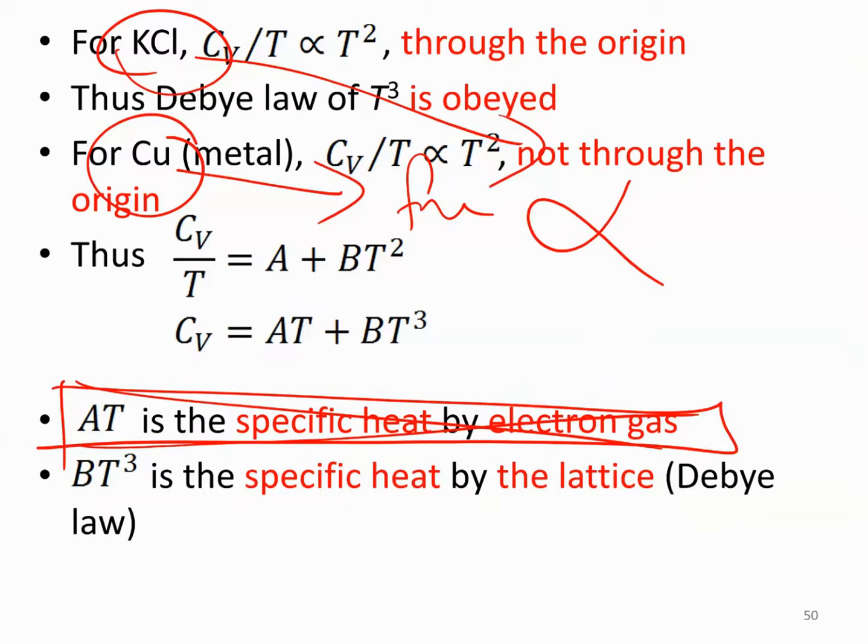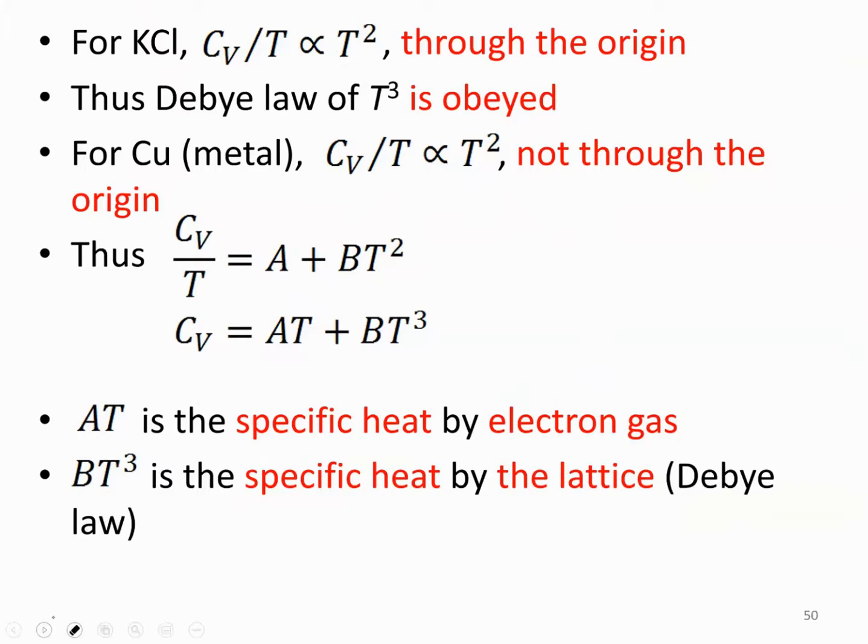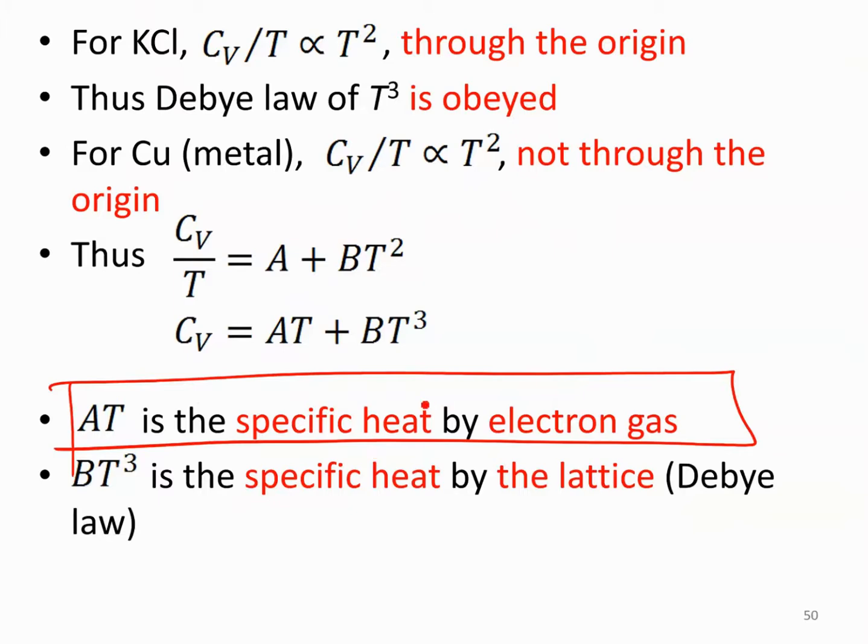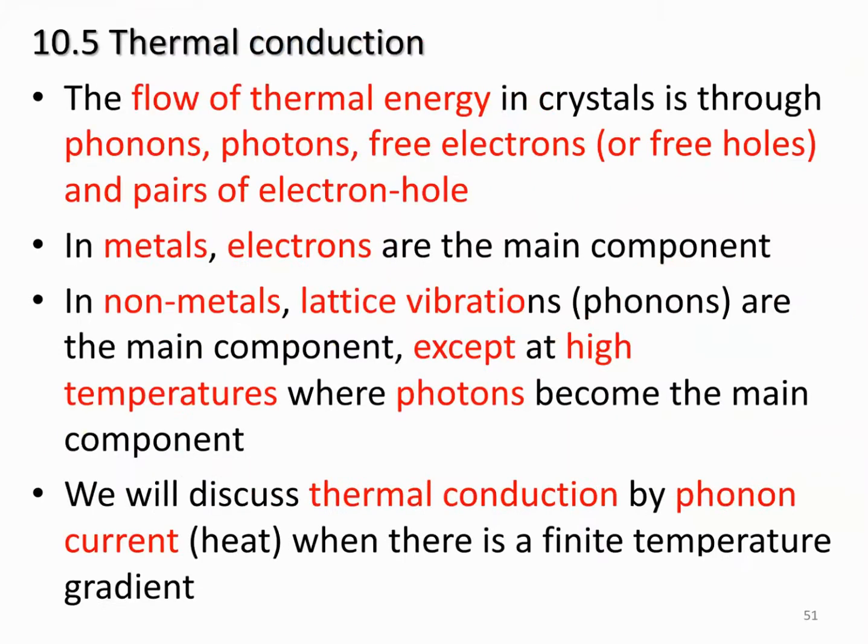In this chapter, we have discussed the specific heat capacity contributed by the lattice, the phonon. In the next chapter, we are going to discuss the specific heat contributed by the electron, so we will only discuss this AT in the next chapter. That's all for specific heat capacity. The Debye model has successfully explained the specific heat capacity.